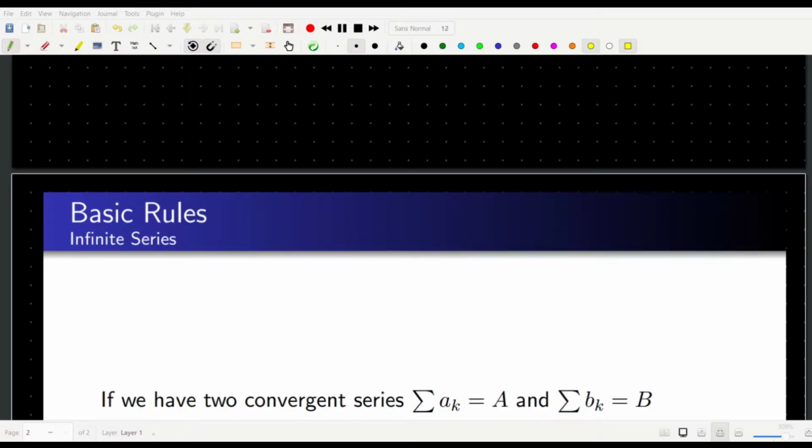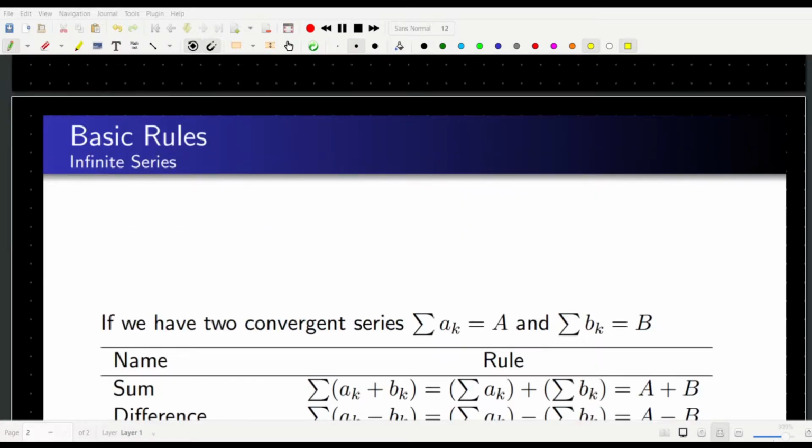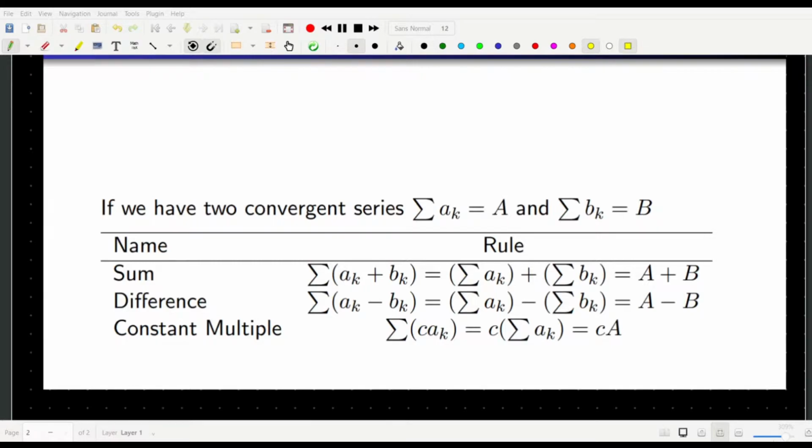In this list of rules, we're going to have two separate series, and we're going to assume that both of them are convergent. The infinite series of AK we're going to assume converges to the limit A, which means the limit of the sequence of partial sums for this infinite series converges to A. And we're going to assume that BK is also a convergent series, which means the limit of the sequence of partial sums of BKs converges to B. So we have three main rules here that are going to be really important for us going forward.